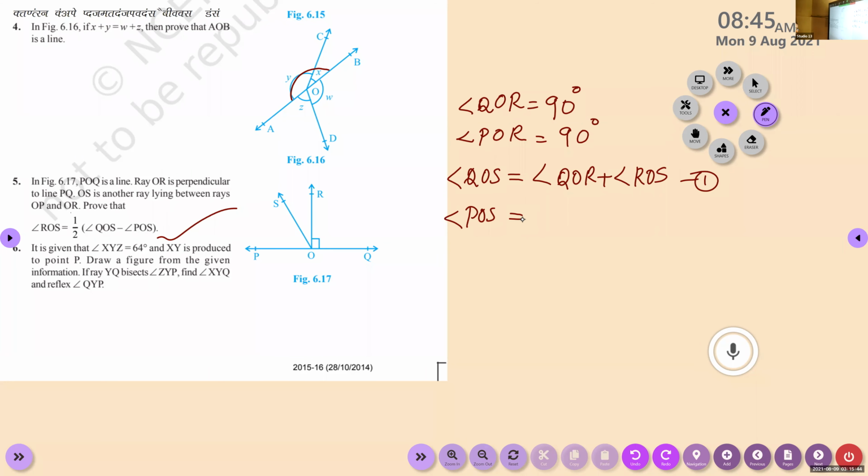POS. POS can be written as POR minus... POQ. POR, POQ. What is POQ? It's a line. Half of POR. Half POR is equal to 180 minus QOS. 180 minus QOS.